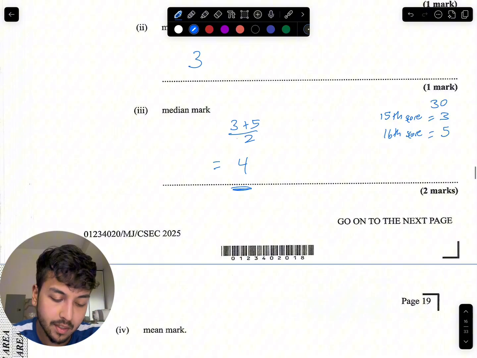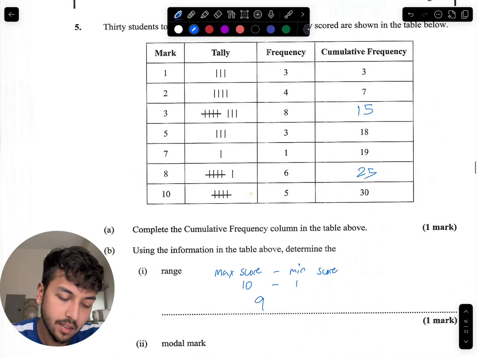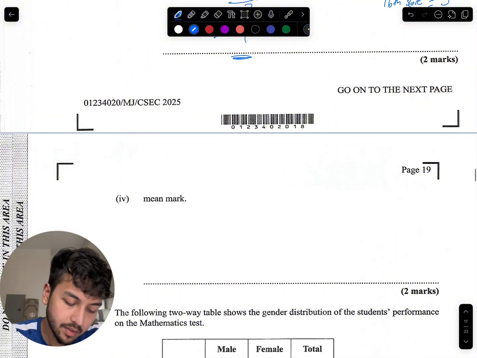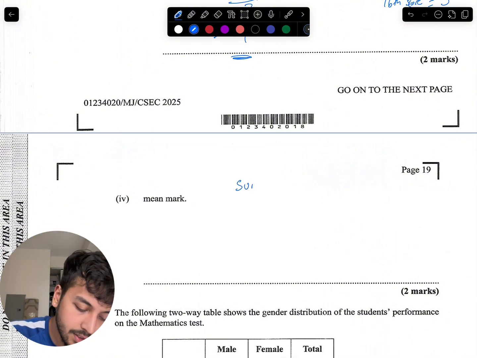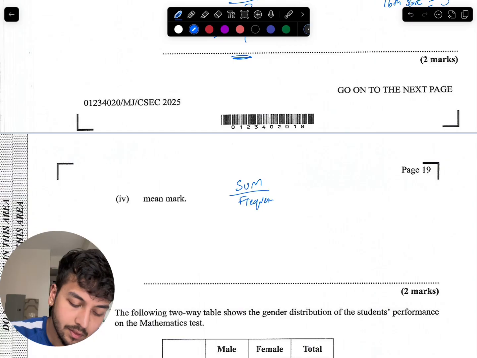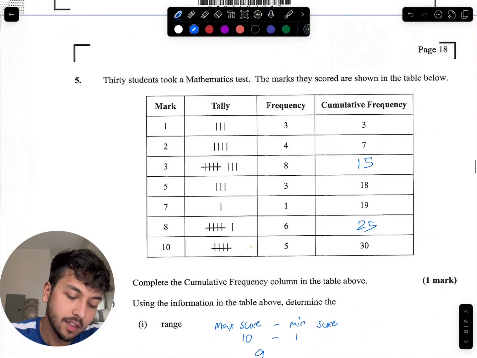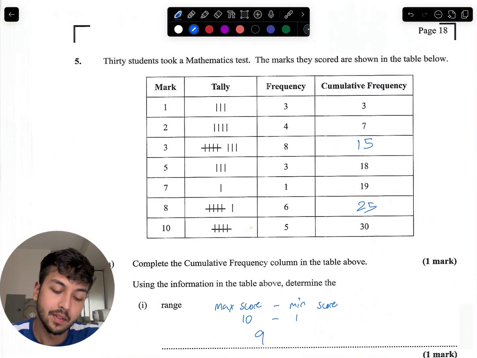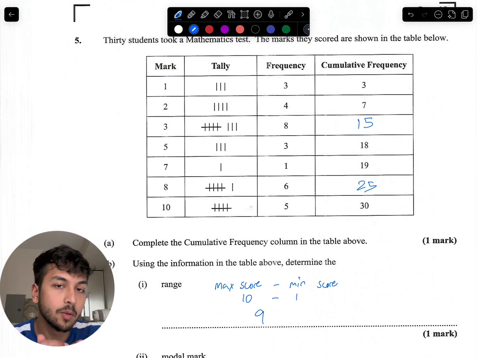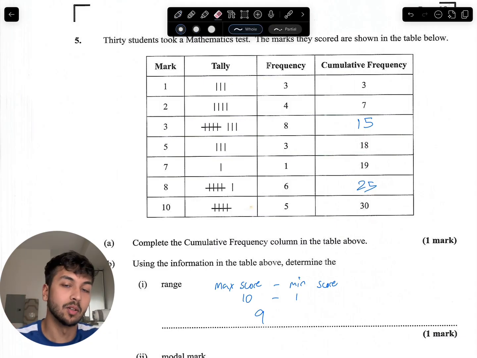Then for the mean mark, first of all, that's the sum of everything over the frequency, right? The frequency is 30, because there were 30 scores in total, right? And the way we're going to find the sum is, for each score, we're going to look at how many people got that score, multiply it together, and then we add all of that up.